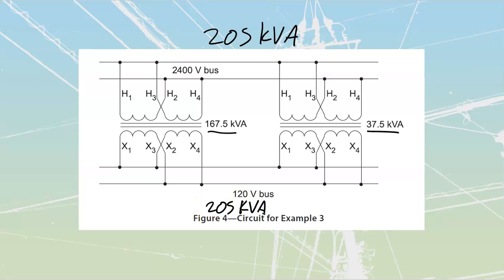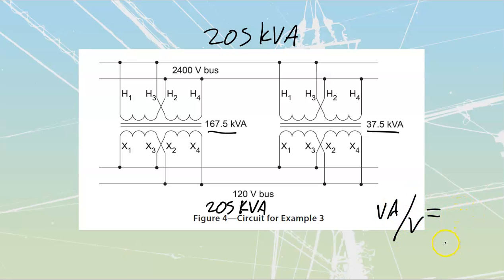kVA over here. Next thing we're going to do is find the total amount of current that we could deliver out of here. Well, if I'm delivering 205 kVA at 120 volts, I can take my VA and divide out my volts. It's going to leave me strictly with the amps.